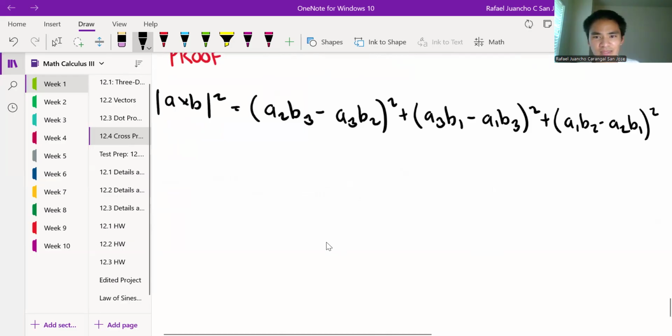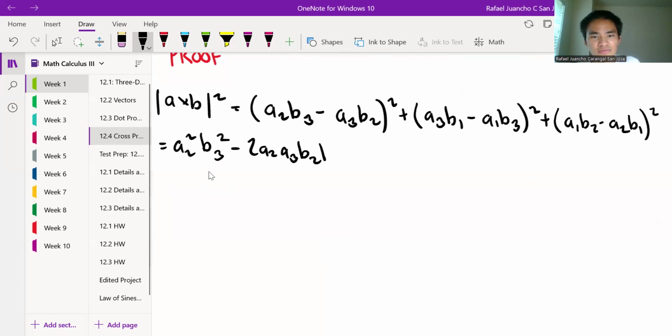And then here we can actually expand. I don't like doing this, but we're doing it anyway. So we have A2 squared B3 squared, subtracting 2 A2 A3 B2 B3, we're just expanding here, plus A3 squared B2 squared. So that's the first thing.